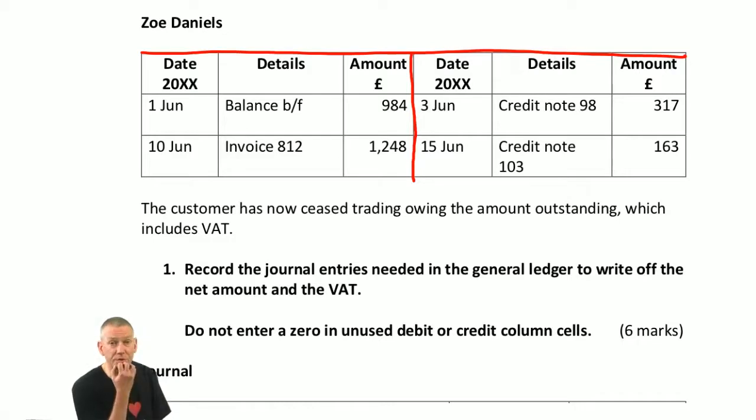But some of the stuff we've sent her must have been faulty or something. I don't know quite why we've sent credit notes, but we have, so she owes us less than the invoice values brought forward. That's what that T account is saying to us. So let me bring down the balance that is apparently owed, which is 984 plus 1248 minus the other side 317 and minus 163.